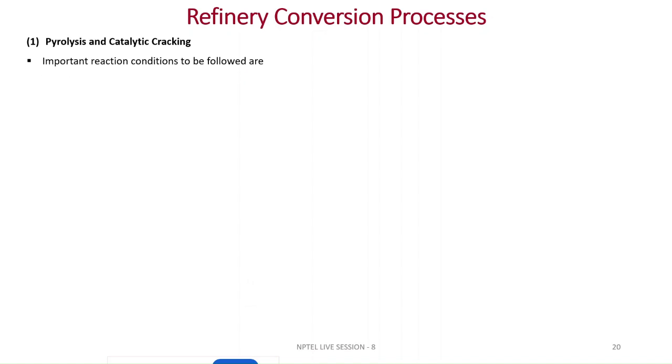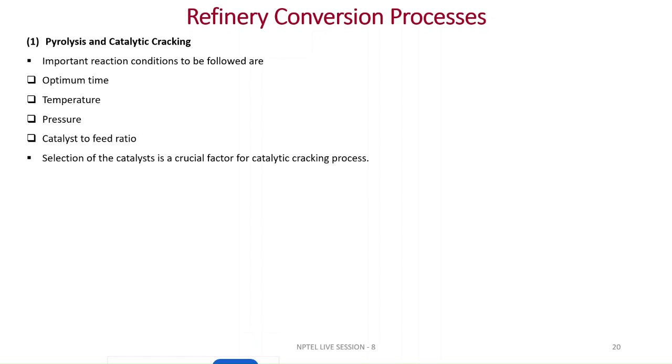Other points that are very important are the reaction conditions to be followed for pyrolysis and catalytic cracking. One is the optimum time, pressure, and temperature. Those are very common. You have to take care of these parameters. Another one is the catalyst to feed ratio. Now the selection of the catalyst is a very crucial factor for the catalytic cracking process.